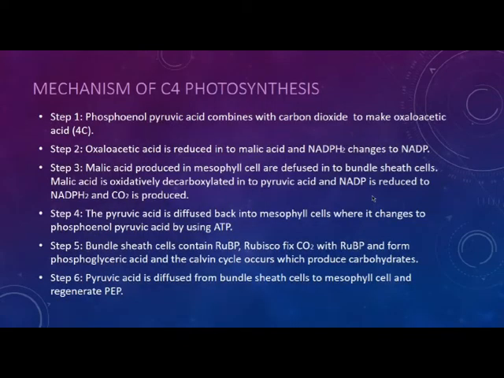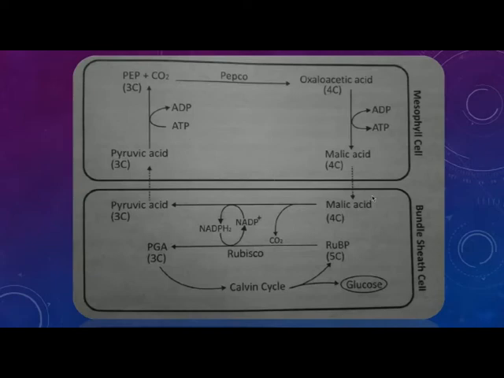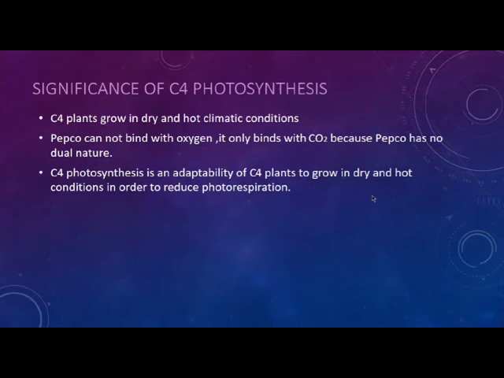Step 6: pyruvic acid is diffused from the bundle sheath cell to the mesophyll cell, and I've already explained that it will regenerate into PEP. The whole diagram explains the process stepwise, as I've explained it to you.